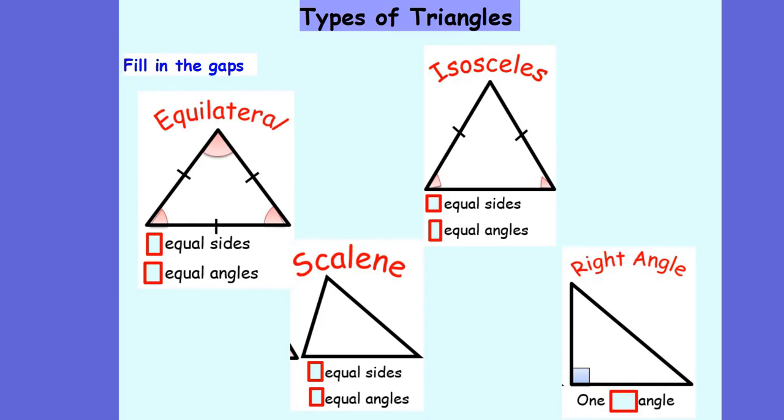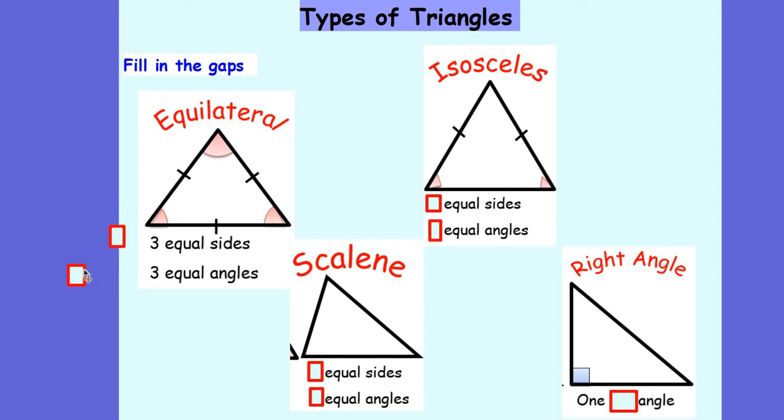We're going to start off by looking at different types of triangle. So here I have an equilateral triangle. What can you tell me about an equilateral triangle, Dylan? Fantastic, it's an equilateral triangle. It has 3 equal sides, hence the name, and 3 equal angles, hence the name.